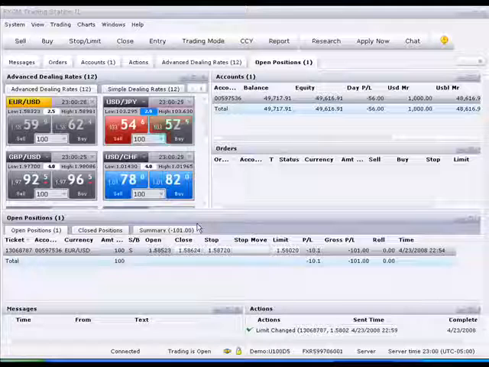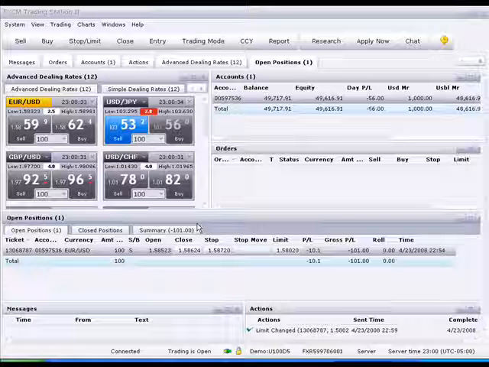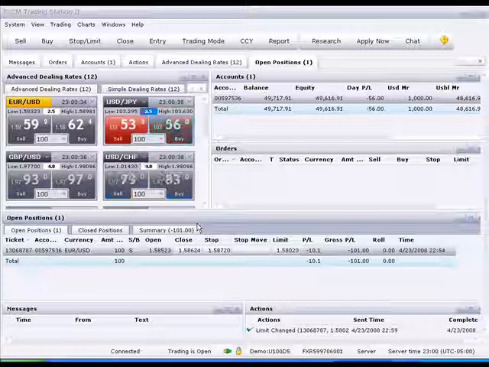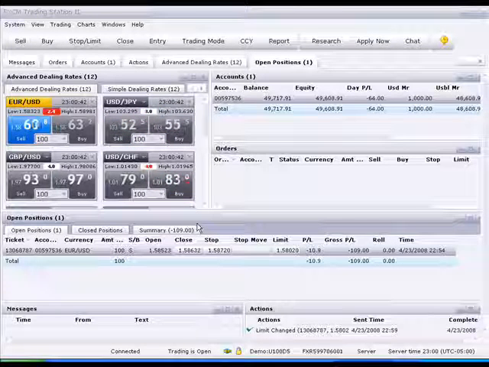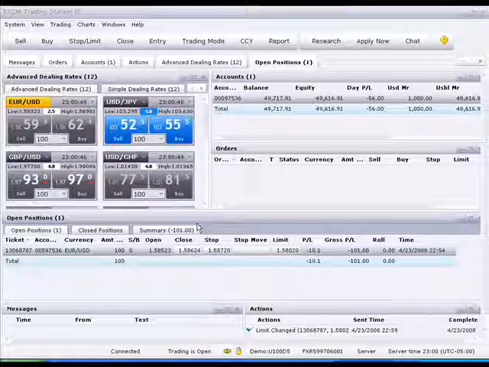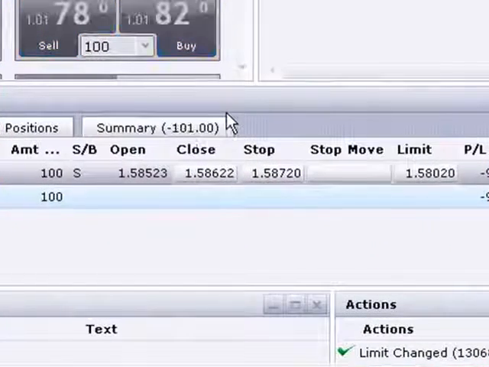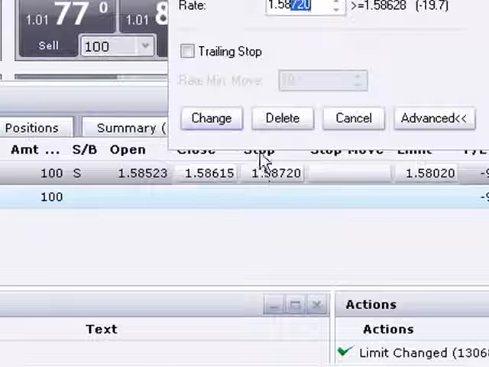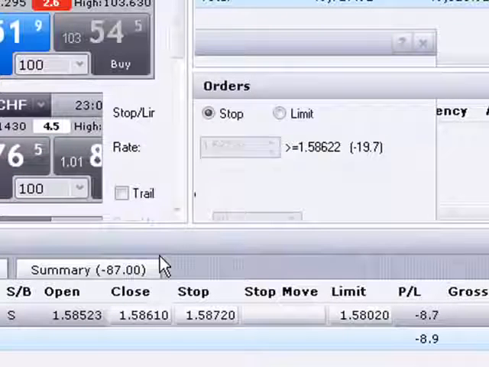Both the stop loss and limit order on this particular platform are known as what is called one cancels other, or OCO orders, which means that if your stop loss or limit price is hit, not only will the trade be closed, but the opposing stop loss or limit order, which was not hit, will be canceled as well. Lastly, if you wish to change the rate for either your stop loss or limit order, you can do so by simply clicking on the stop loss or limit column, changing the rate, and then clicking the change button.